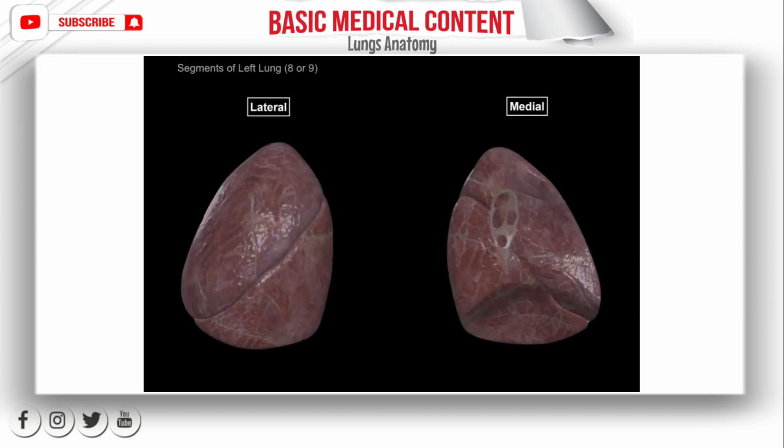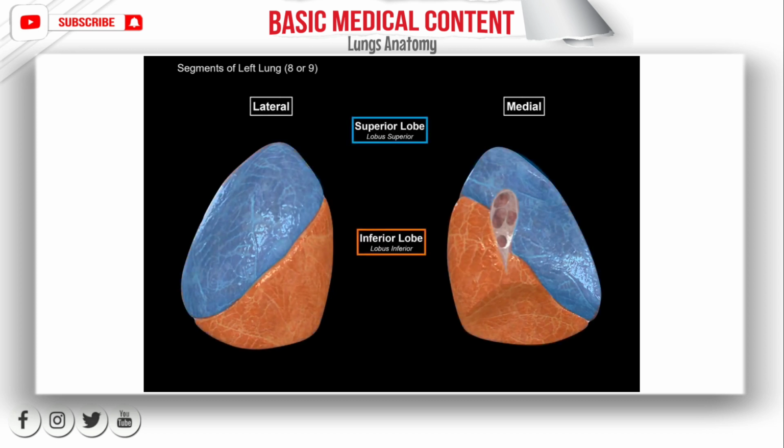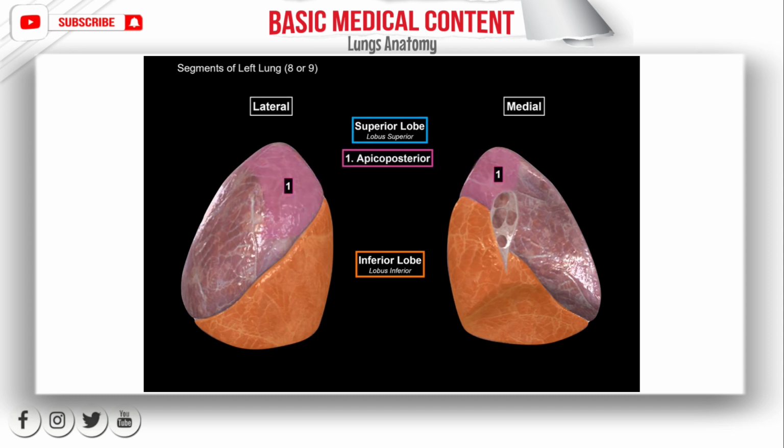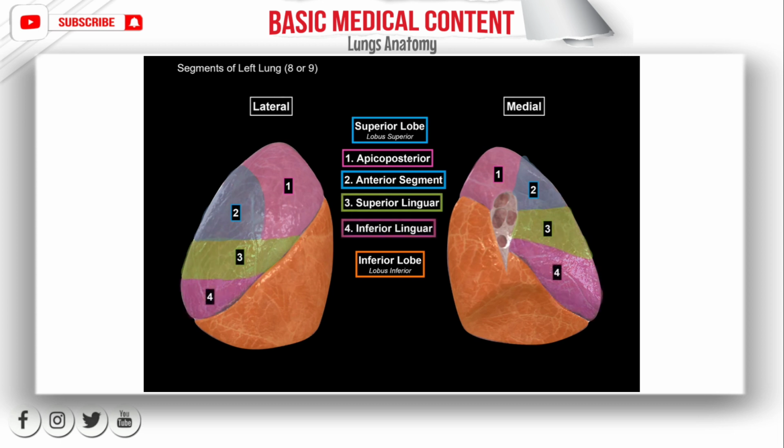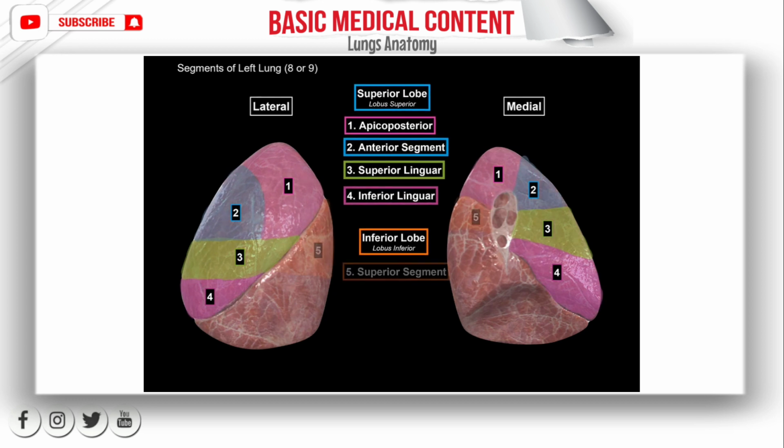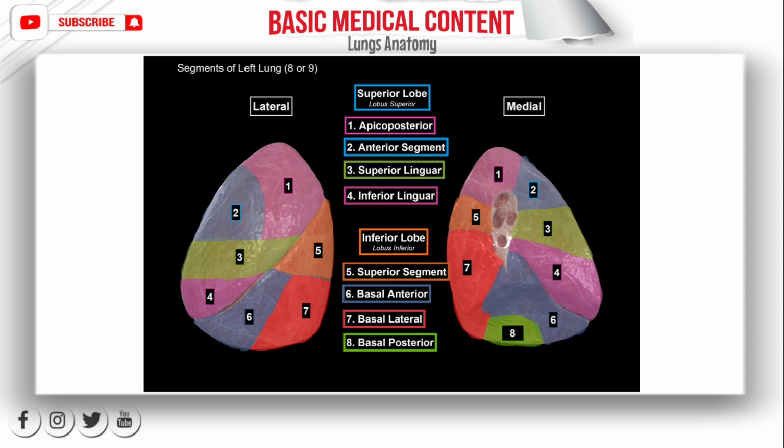The left lung, remember, consists of the superior lobe and the inferior lobe, and they are divided into a total of 8 segments, not 10 like the right lung. There are some variations here. In some people, some segments might be fused and form 8 segments, and in some people, there might be 9 segments, and I'll show you the differences as we go through them. So the superior lobe consists of the apico-posterior segment, anterior segment, superior lingular, and inferior lingular segments. The inferior lobe is divided into the superior segment, basal anterior, basal lateral, and basal posterior segment, giving a total of 8 segments.